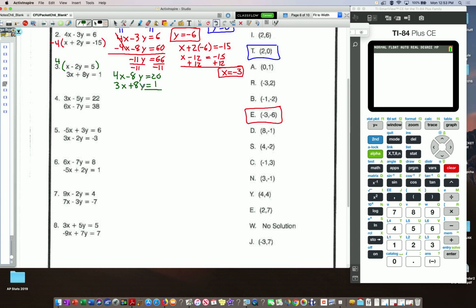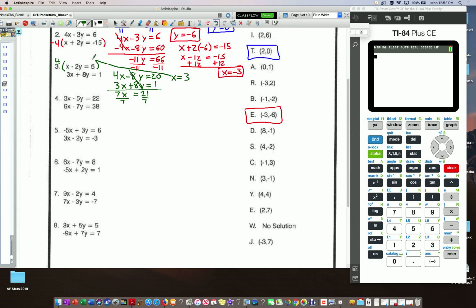So now I can combine these together. Notice how the y's cross out. 7x equals 21. So now if I divide by 7, x equals 3. I have my x. I'm going to plug it back in.